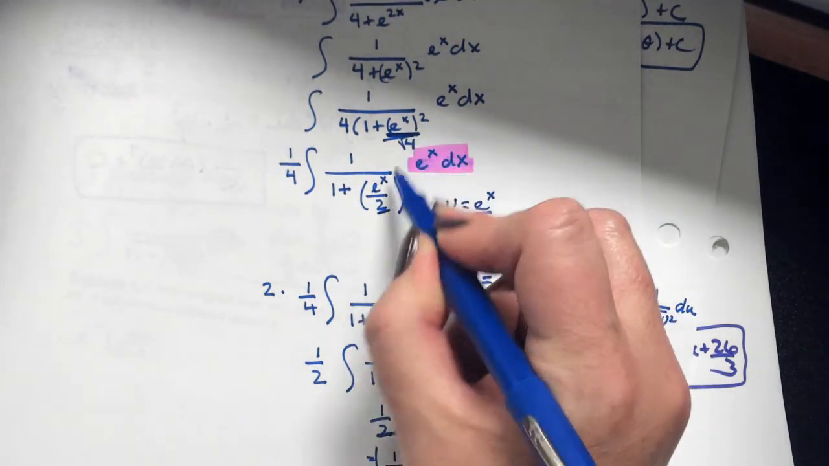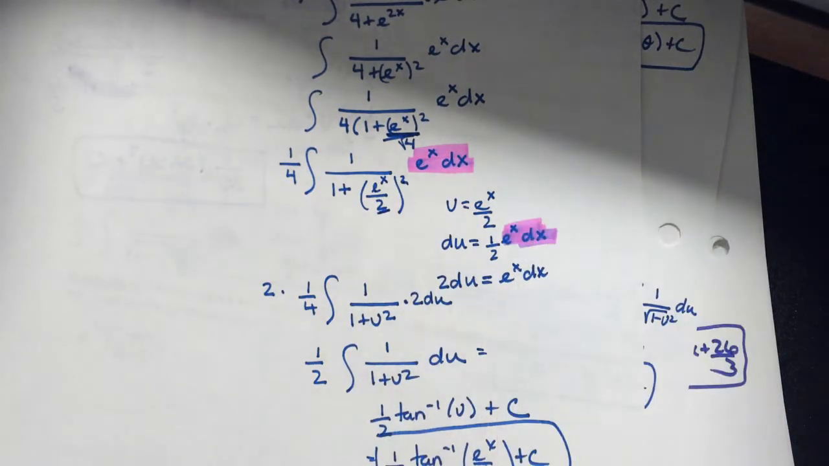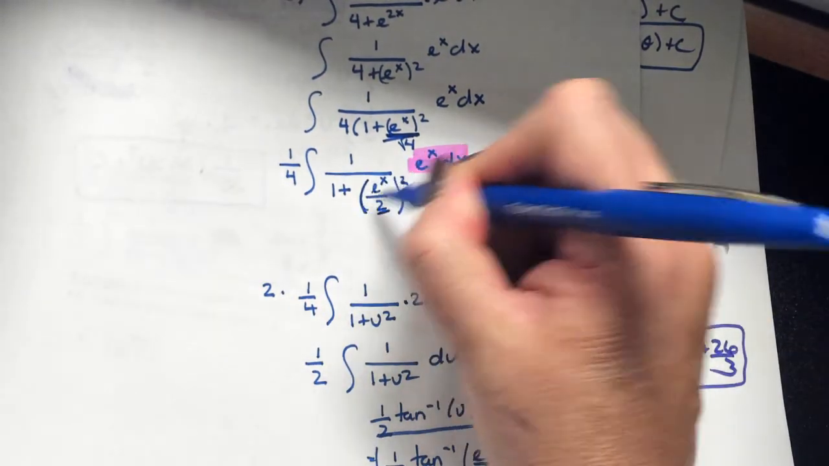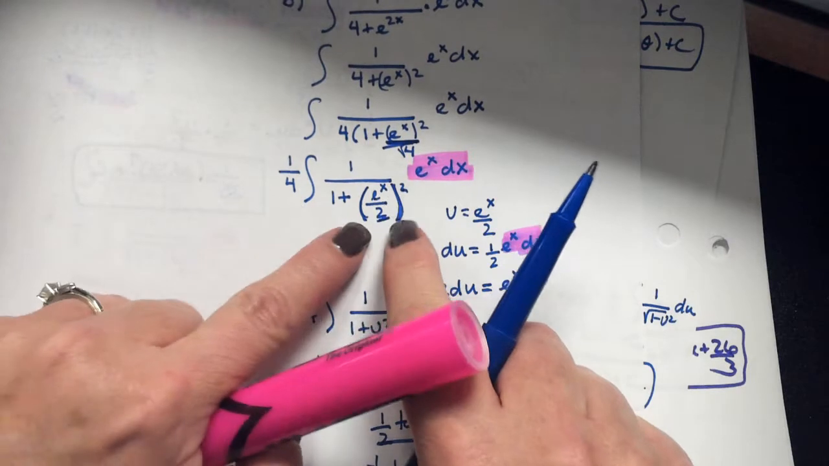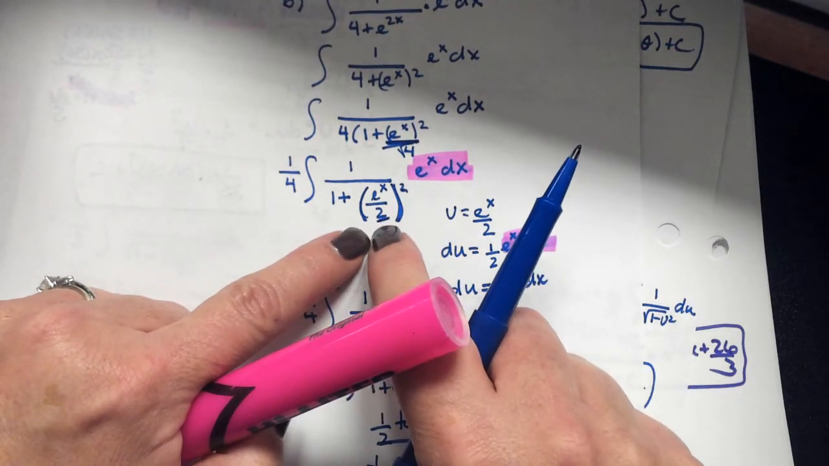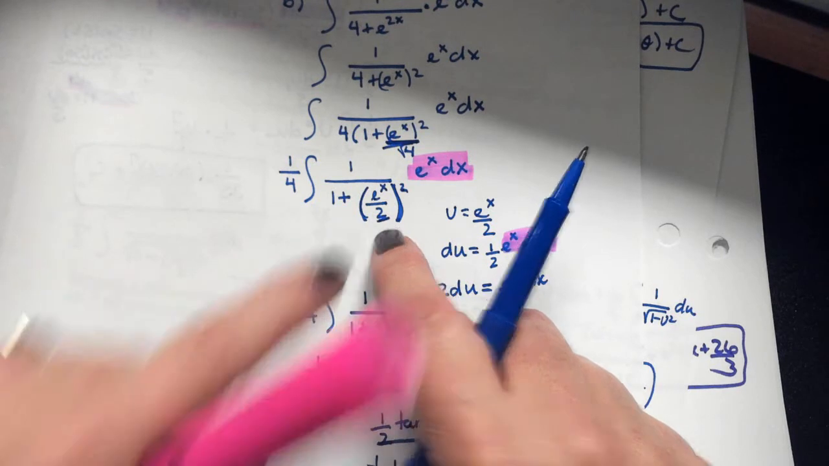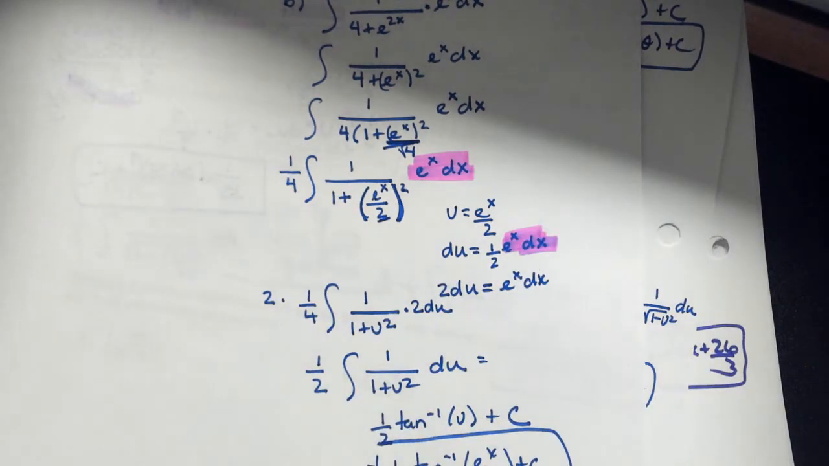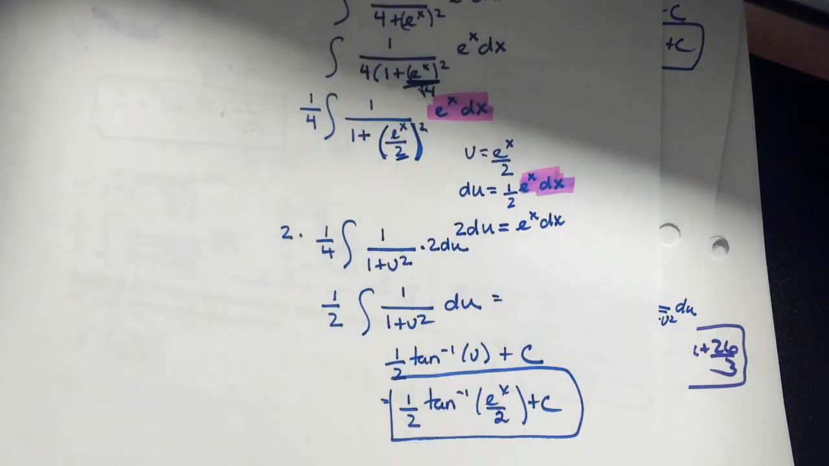Because e to the 2x over 4 is the same thing as the quantity e to the x over 2 squared. Because in order to do inverse trig, this whole base has to be raised to the second power. And that's going to be what your u is eventually going to be. Does that make sense? Okay. Any questions on that one? Any other questions so far on these u subs?